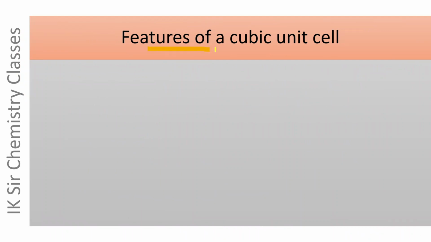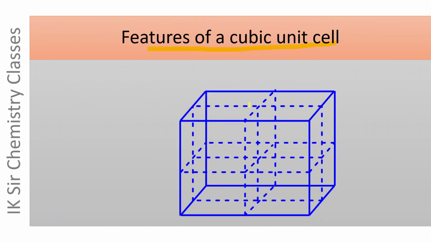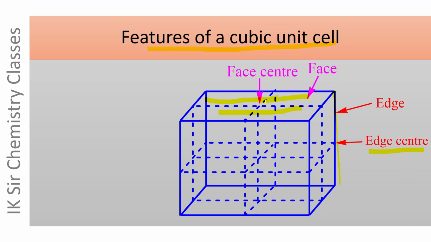Features of a cubic unit cell. This is a cubic unit cell, and this is the edge of the cubic unit cell, and this is the edge center of the edge. This is the face of the unit cell, and this is the face center of this face. This position is called a vertex.